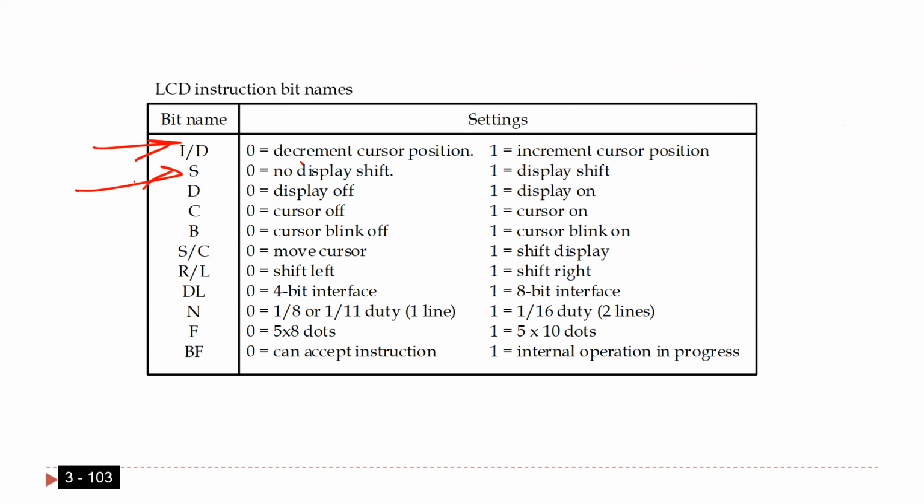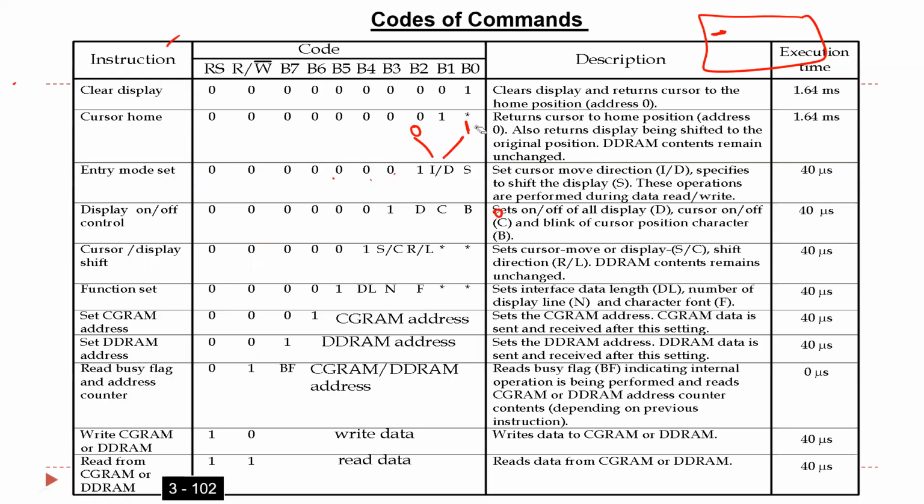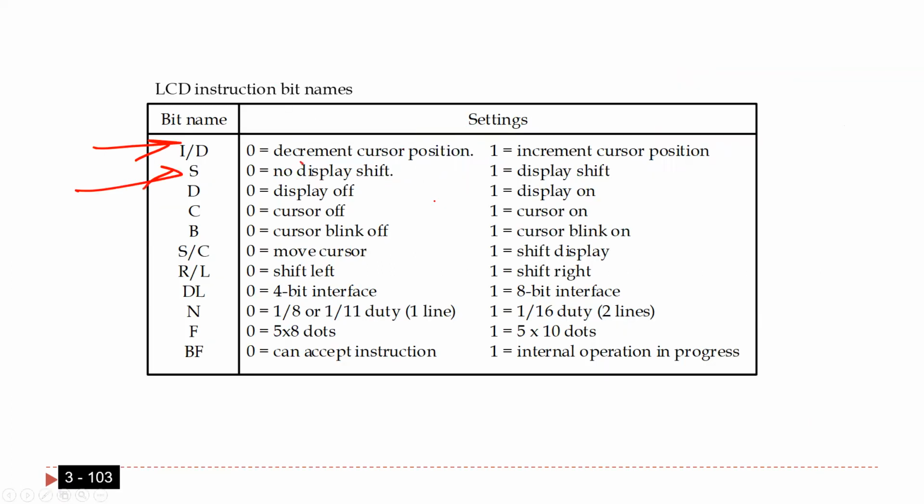What about the second bit? The second bit, S here. This bit determines whether you want to shift or not. So if you put 0, no shifting. If you put 1, that means you want to shift. What do you mean you want to shift? Shift the text. I told you before, we can do something like rotating text. Rotating. For example, let me explain.